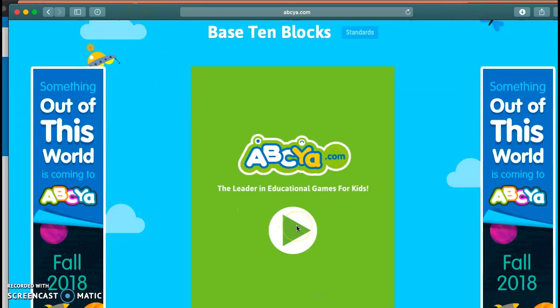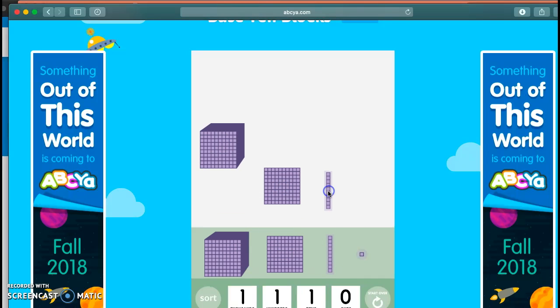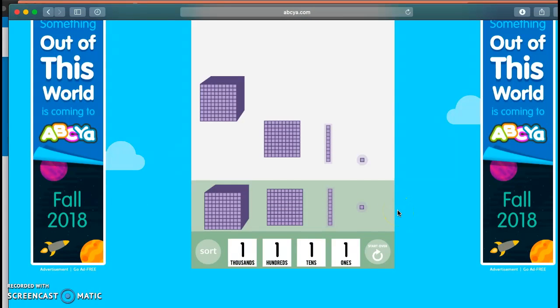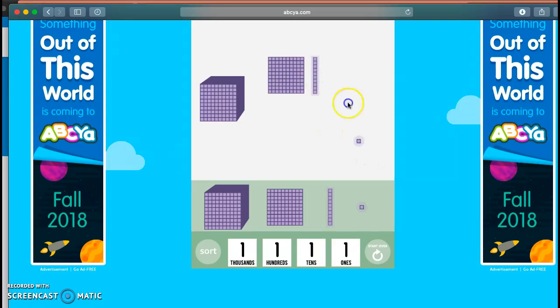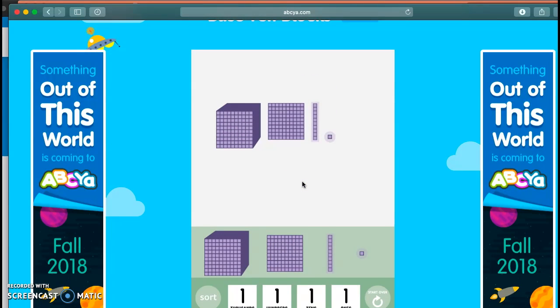Base 10 blocks are used throughout the year in class. There are these different cubes. We have the thousands, we have the hundreds, the tens, and the ones. And when the students are doing math problems and they need something to work with, if you don't have base 10 blocks at home, this is a great site that you can work with the base 10 blocks without actually having them. Students know what base 10 blocks are, they know how to use them, so having them here ready to assist any kind of problem is a great tool for the students.